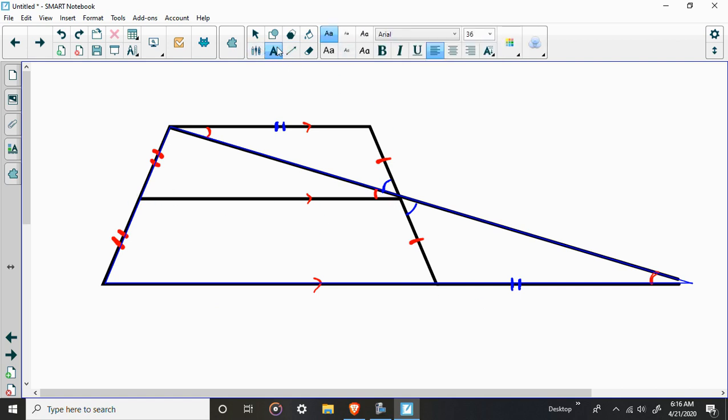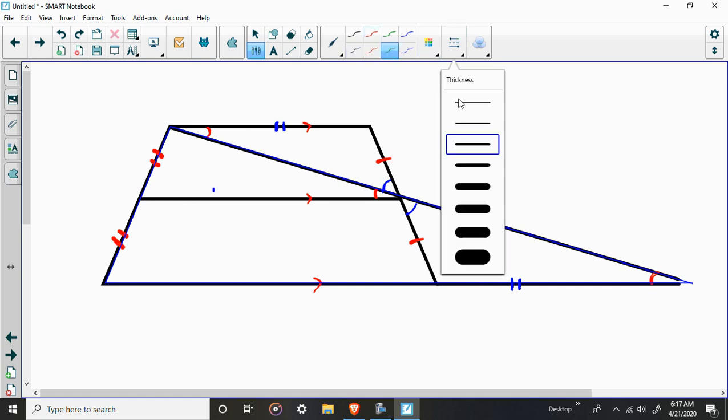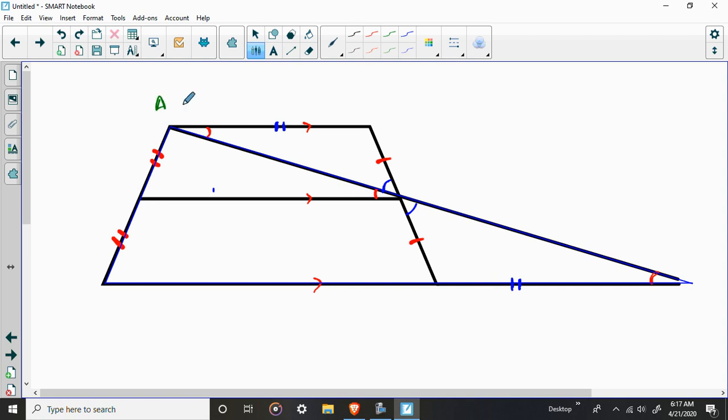So let's go ahead now. Again, I didn't want to clog it up with letters before, and I'll do that now. If I call this A, B, C, D, E, F, G, what do we know? AB is congruent to FG, right? We proved that, so this and this are the same length, right?